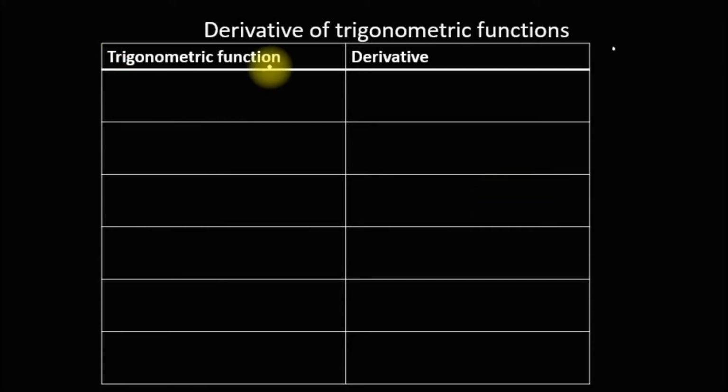Yeah, we are on derivative of trigonometric functions. The way I will do it, I arrange it in tabular form so that you can easily remember it. So the first trig function we have here is sine. So we have sine u. And again, I will be using chain rule.